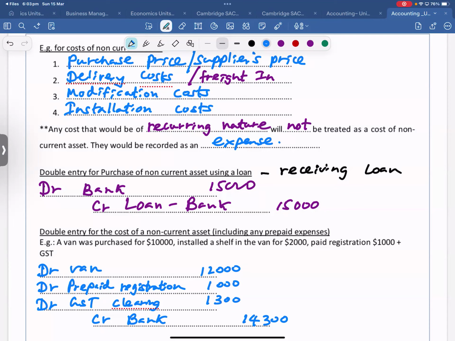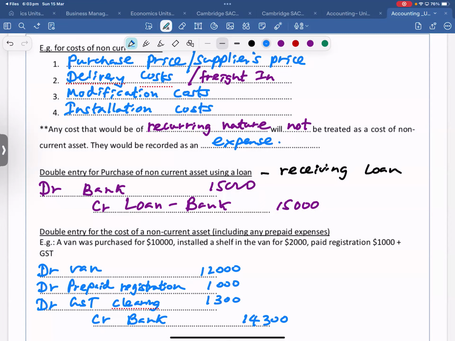When you do that, you would debit the van. Remember I told you, any cost of the non-current asset, you debit the van. See, now we didn't debit the shelf. Did you debit the shelf? No. Everything will be 1,000 plus GST.